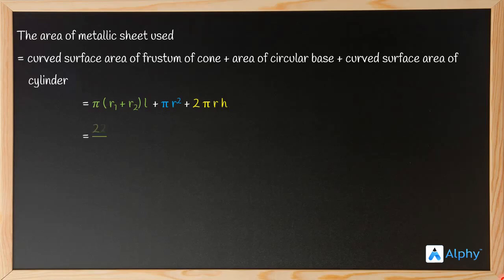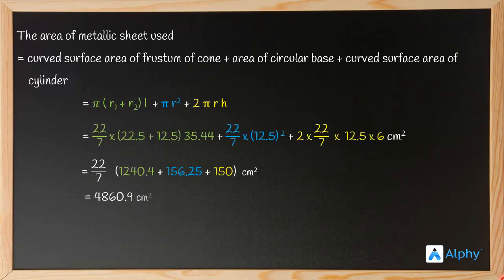So, by putting all these values, we will get 4860.9 centimeters square. So, the area of the metallic sheet which is used is equal to 4860.9 centimeters square.